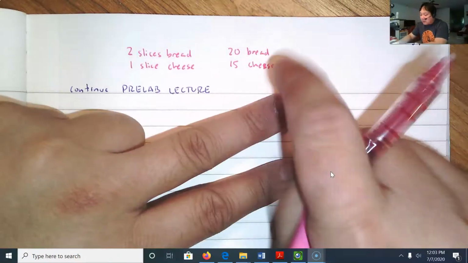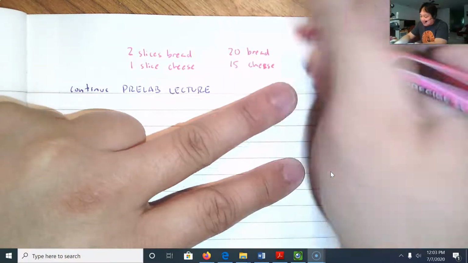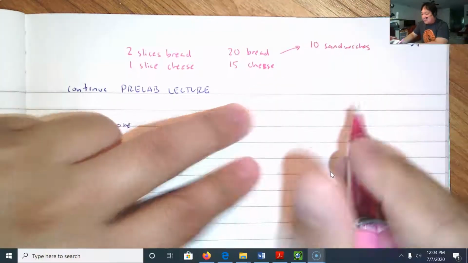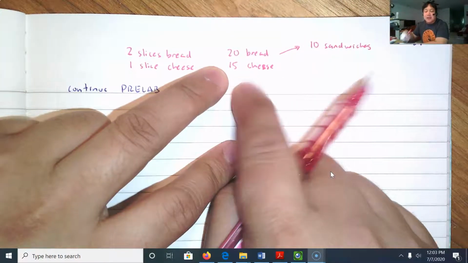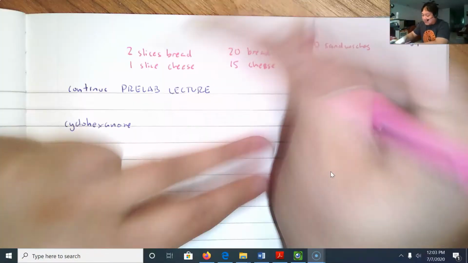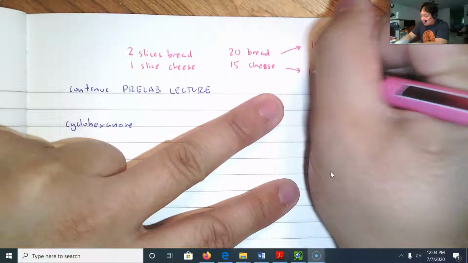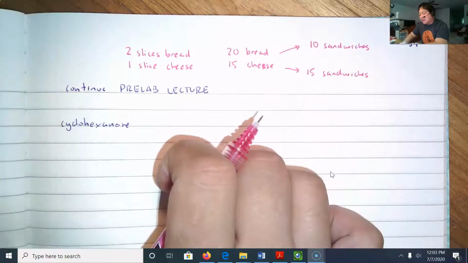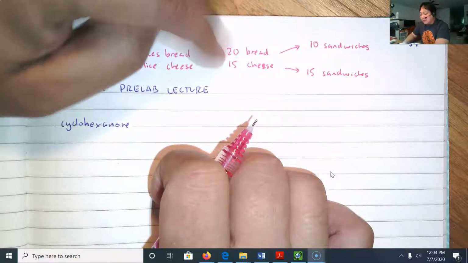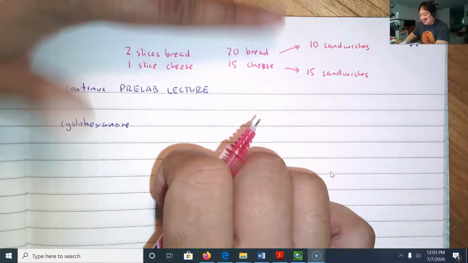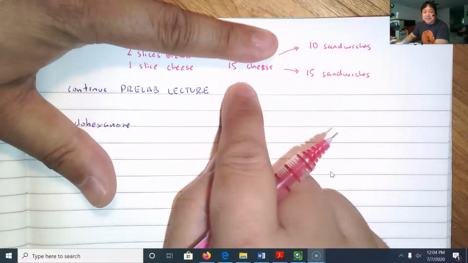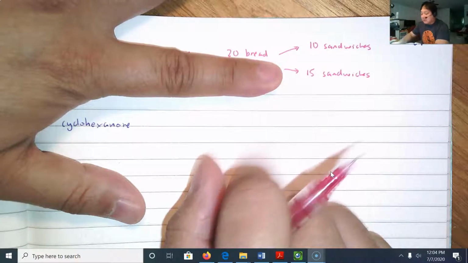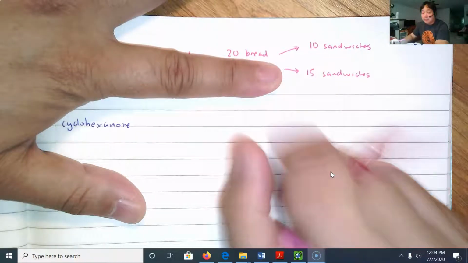Well, if we use all the bread and have unlimited cheese, I can make 10 sandwiches. But if I have 15 slices of cheese and unlimited bread, since the sandwich only takes one slice of cheese, I could make a total of 15 sandwiches. Did you see what I did? I pretended that for each of these ingredients, the other ingredient was in excess. How many sandwiches can I make with 15 slices of cheese? 15. How many sandwiches can I make with 20 slices of bread? 10, because each sandwich has two pieces of bread.